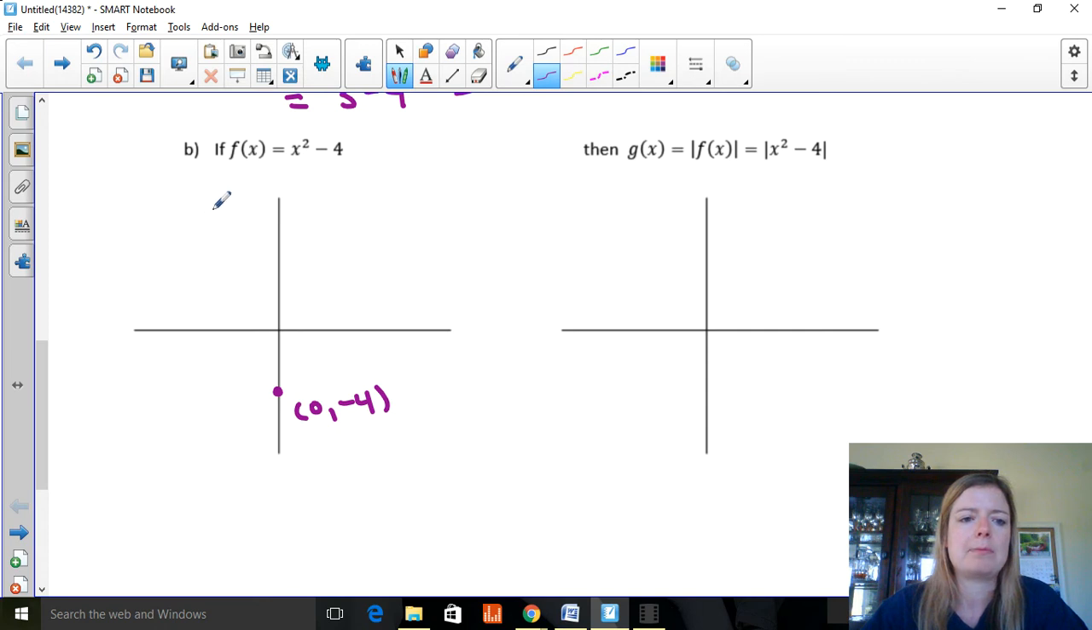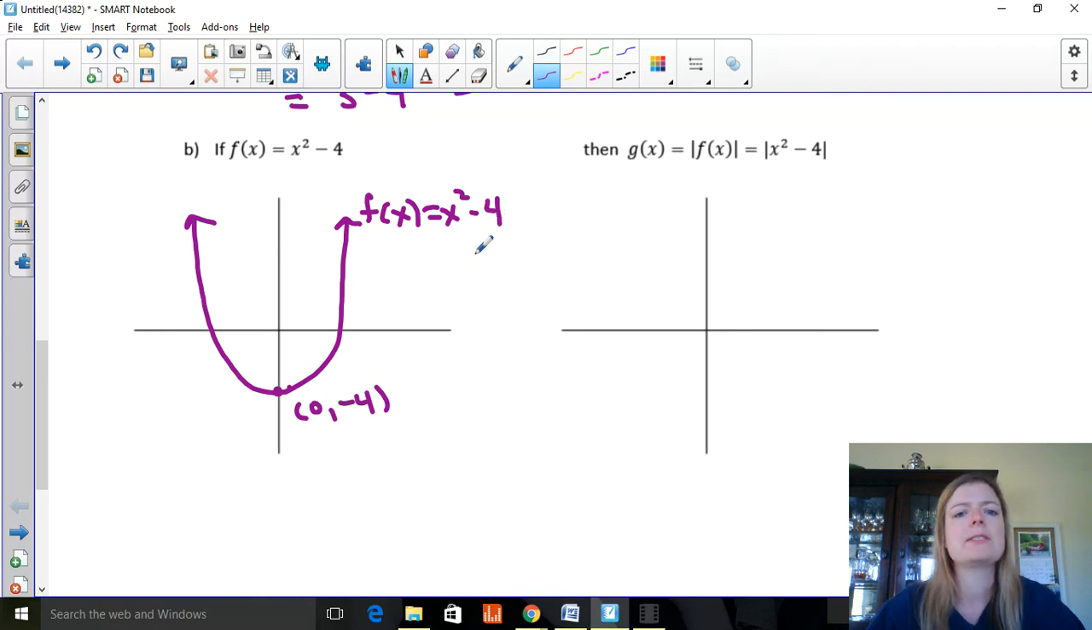And it opens up. Okay, so basically, you know what, let me undo that. I can do better. Let me go from here. So it looks like this. It's a parabola, right? There we go. That's f of x. So what is going to be different about g of x if it's just the absolute value of f of x? Well, it's going to take all of the points and make them positive.